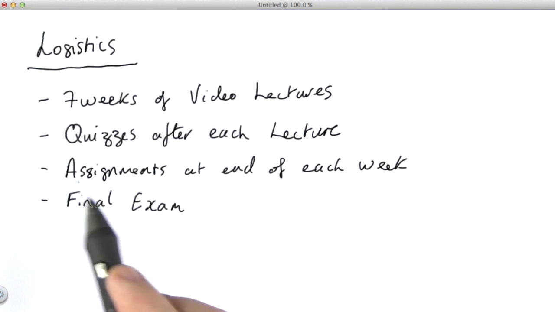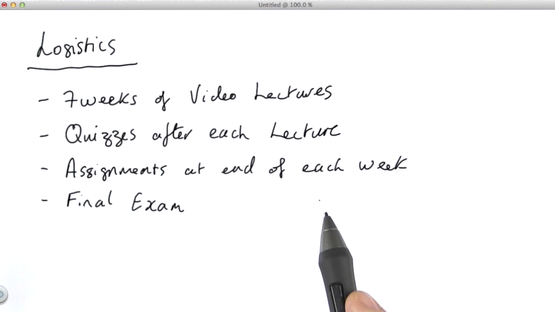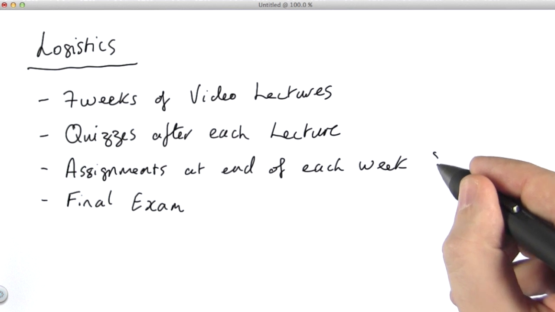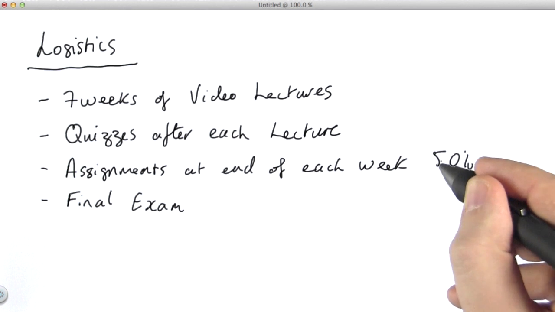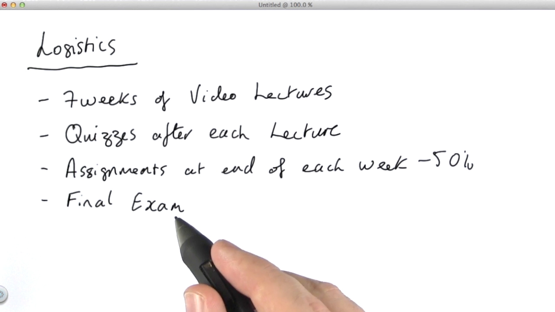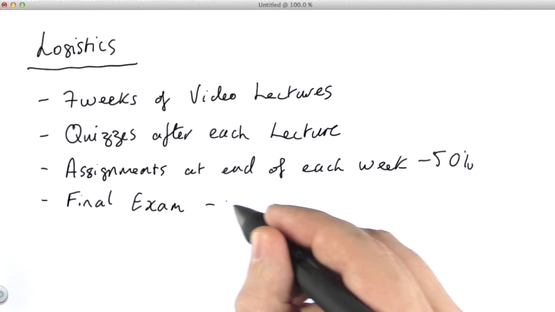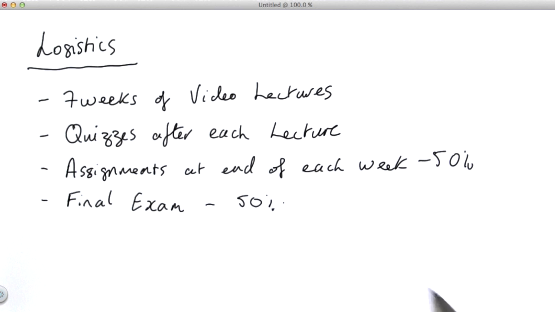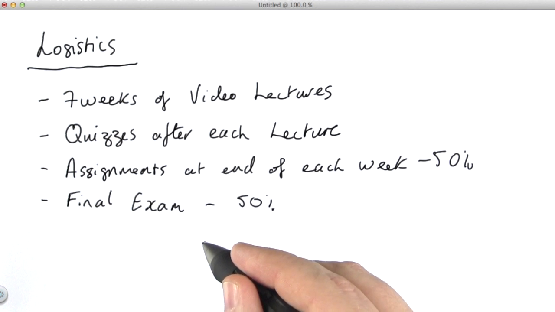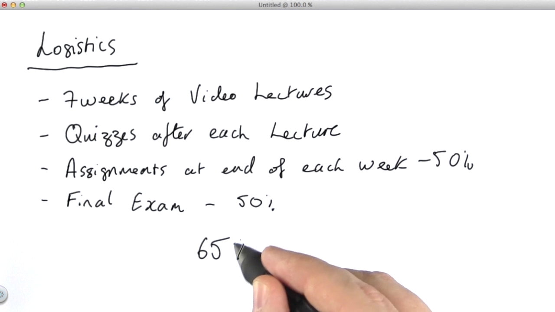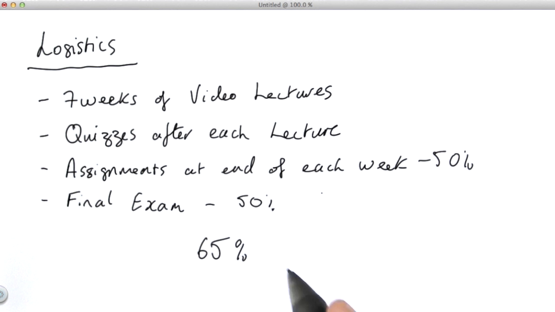At the end of each week, then, there will be assignments or homework to do, and those will be worth approximately 50% of your overall grade. And then at the end of the 7 weeks, there'll be a final exam, which is again 50% of the grade. And to pass, the level you need to achieve is 65%, and that's a combination of the two scores to get an overall 65% grade. If you get that, you will get a certificate of completion, just like in the previous courses.